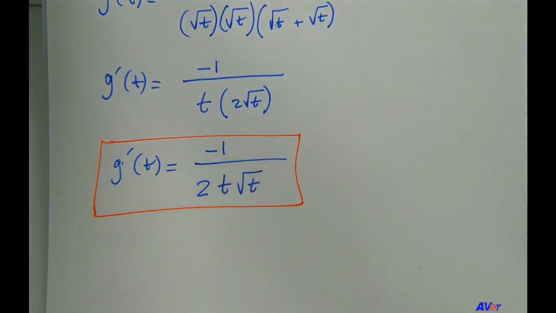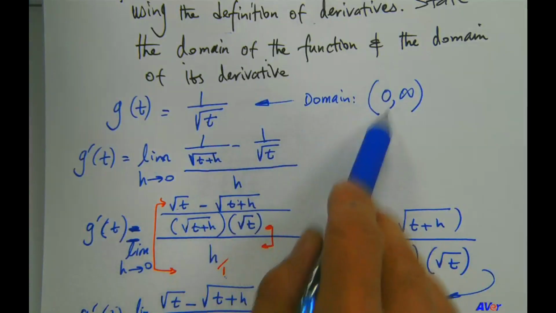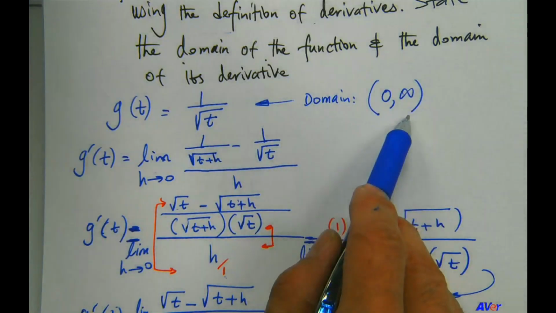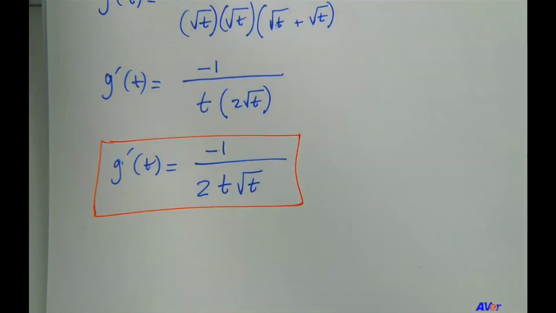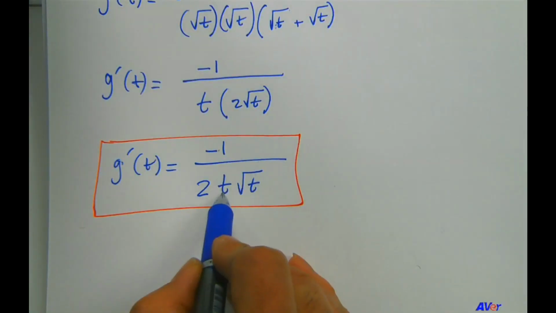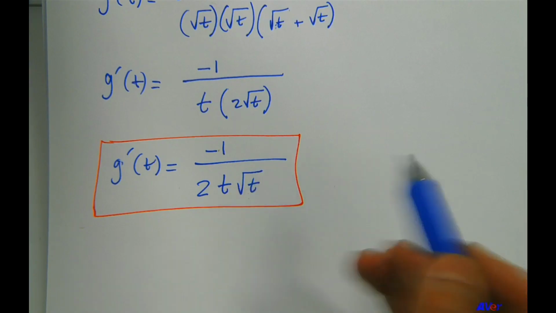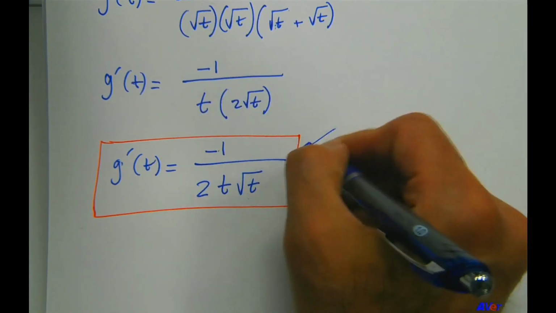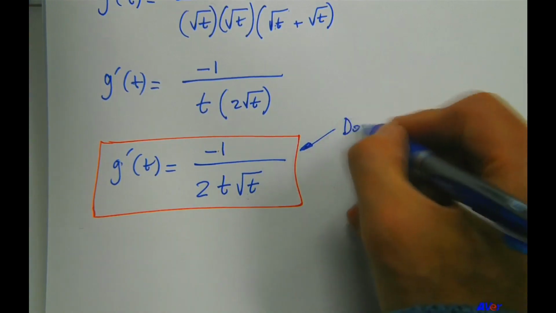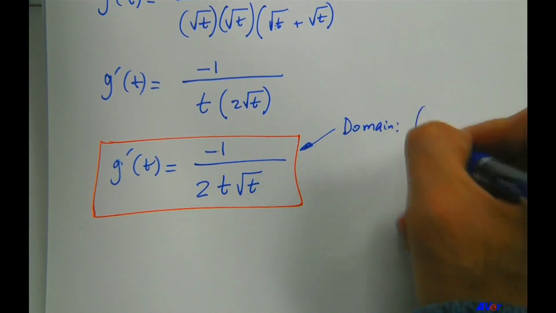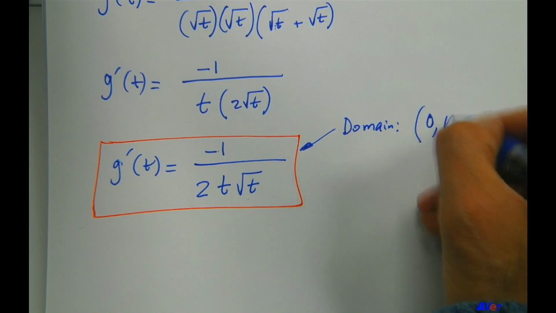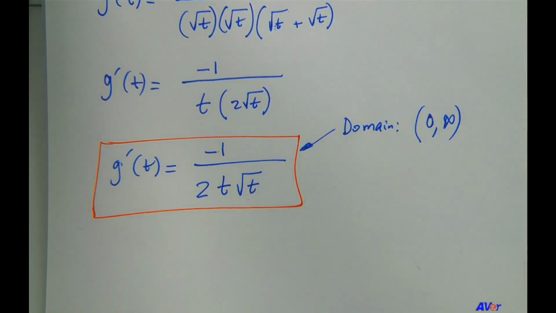Of course, we have to give the domain for this, right? The domain of the original function was parenthesis 0 comma infinity parenthesis. So this is pretty much the same. We can't have 0 for t, and because of the square root, we can't have t being anything negative, right? So the domain is the same as the original function. The domain is parenthesis 0 comma infinity, okay, like that.